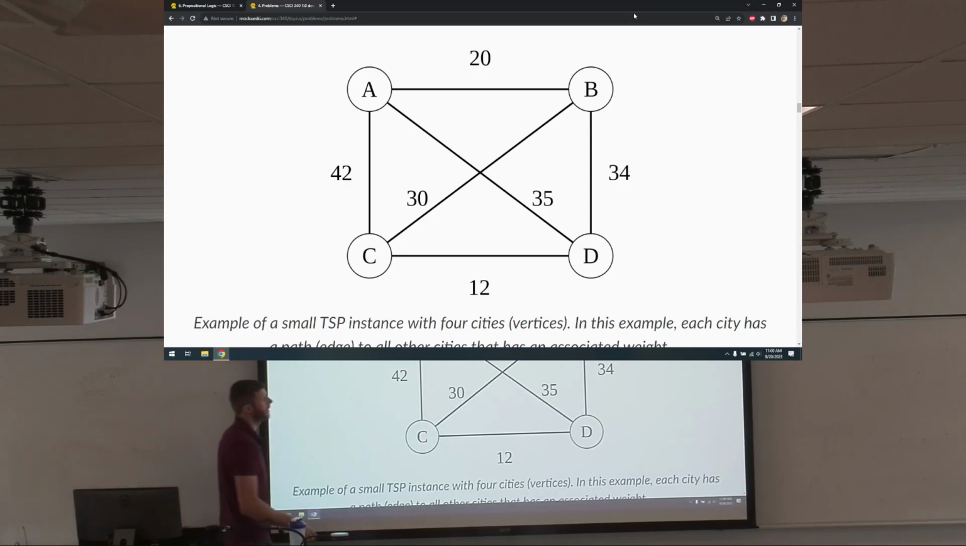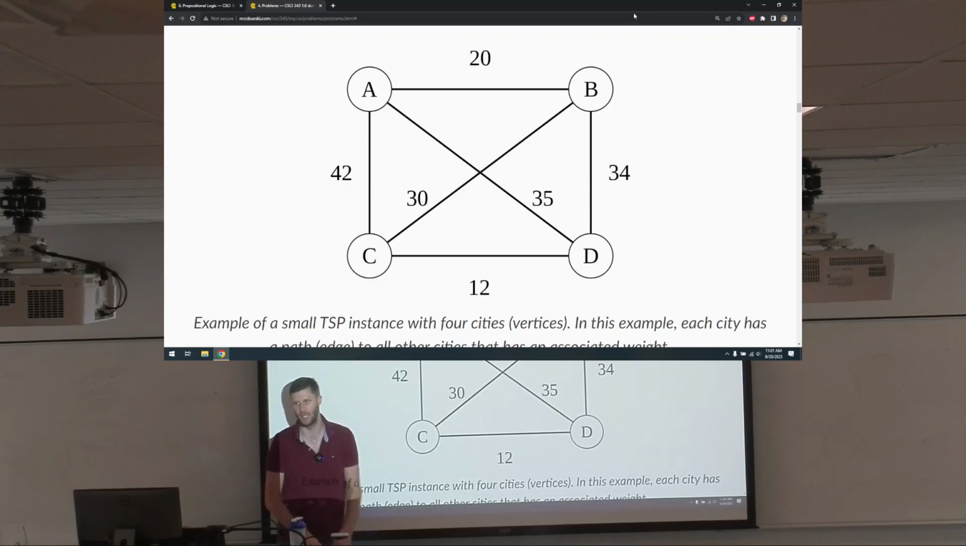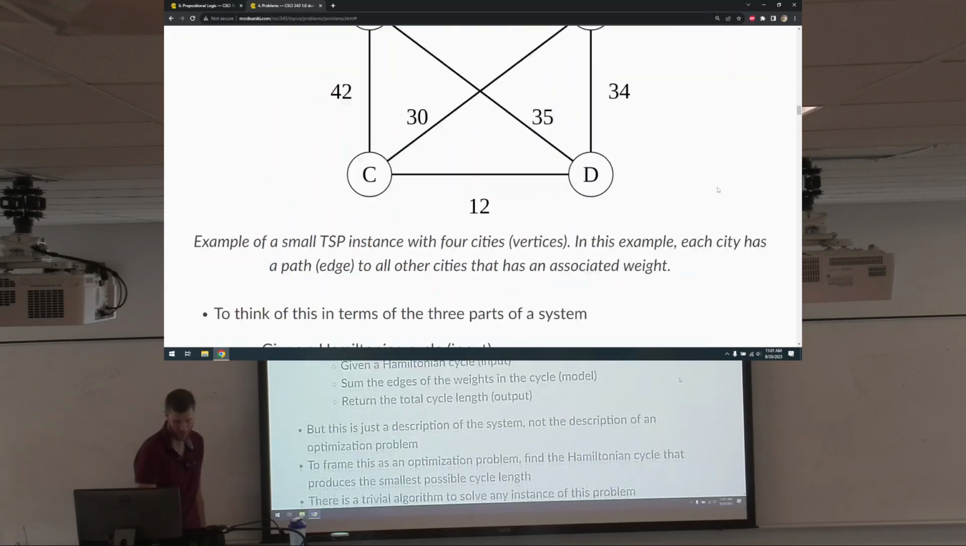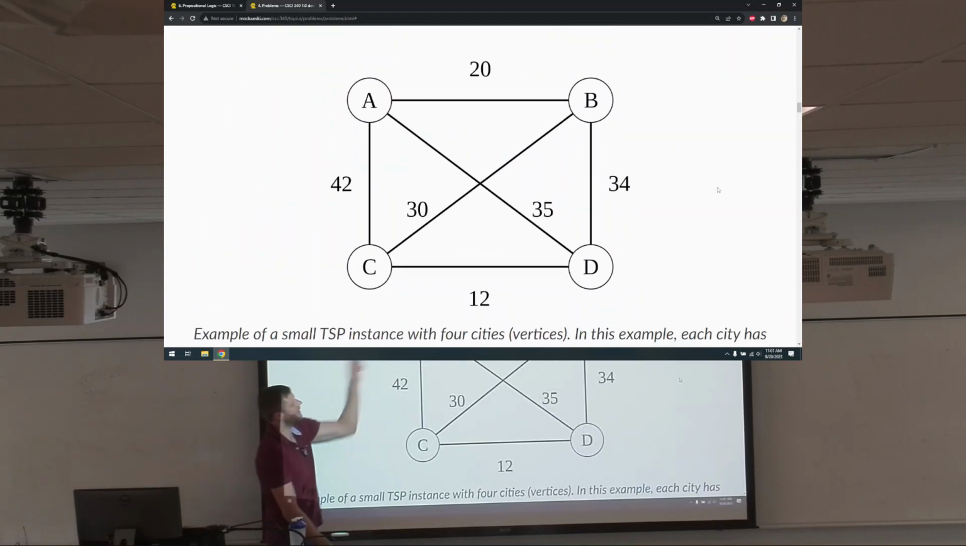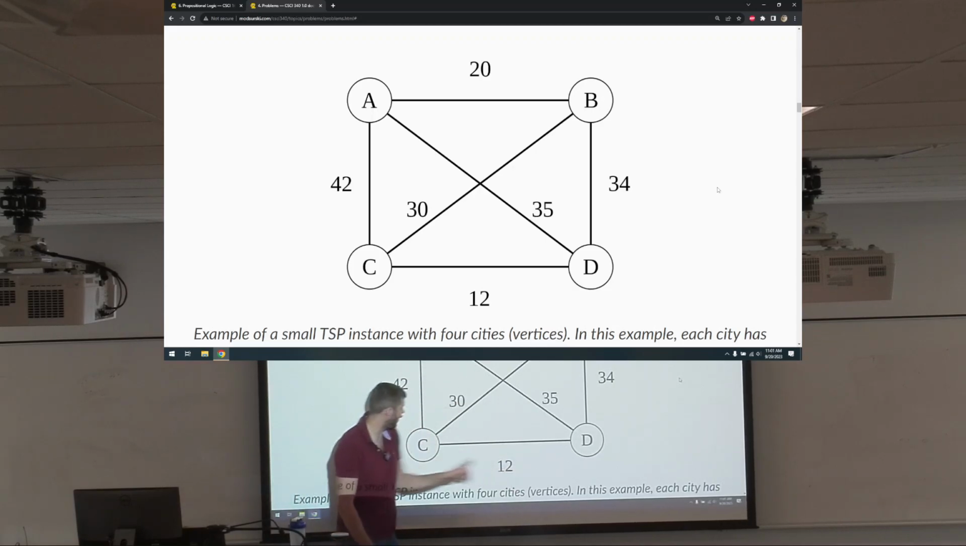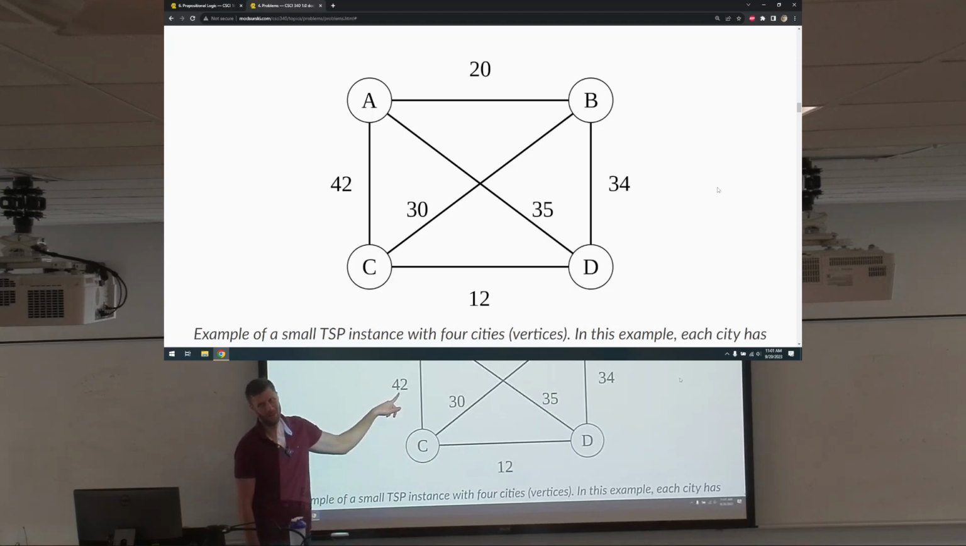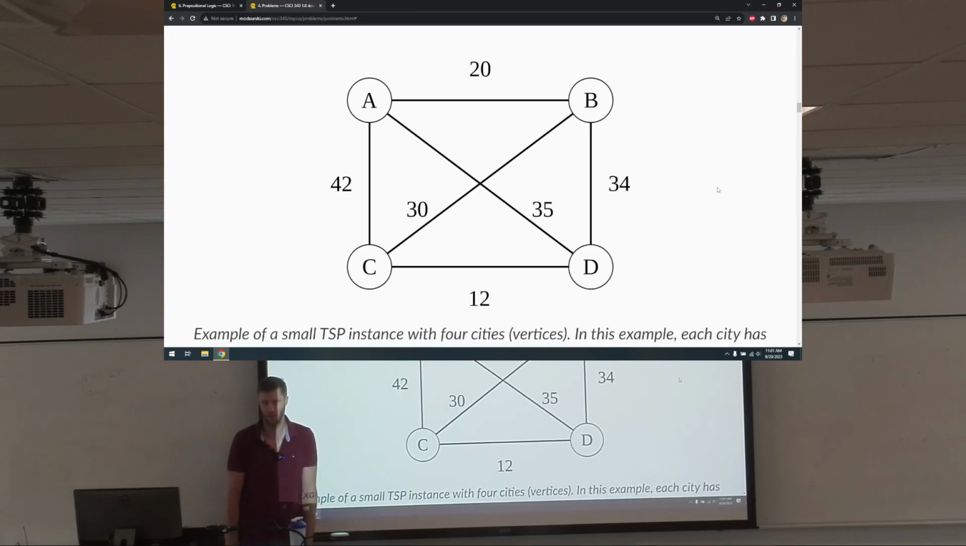So what are my possibilities? We start and end at the same city. It's kind of arbitrary, but let's say we're starting and ending at A. What path should we take? I could go A to B to D to C, back to A, and that's 20, 34, that's 54, 66, 108. Okay, great, that's one option. But is it the best option?